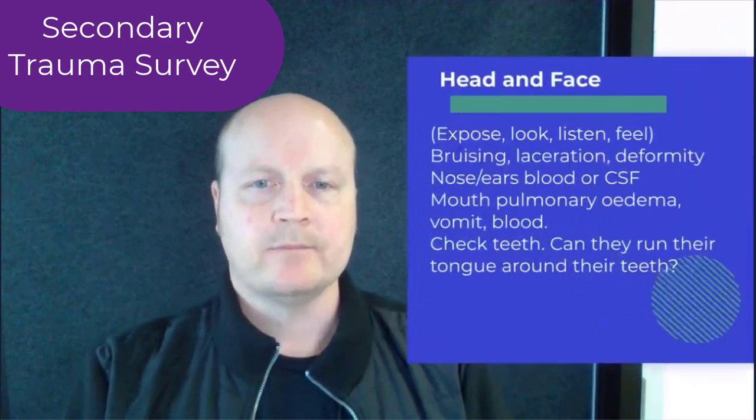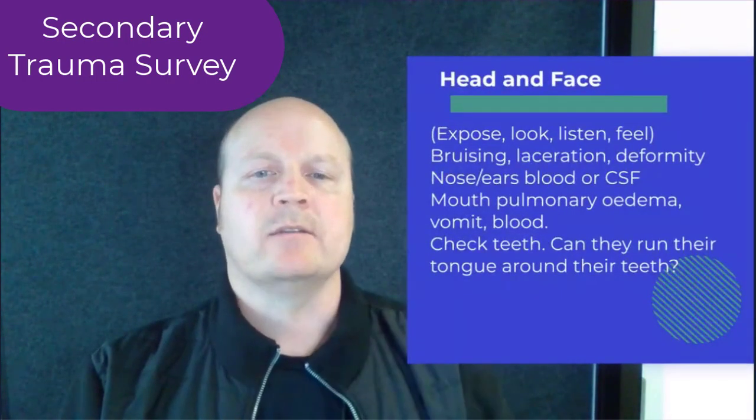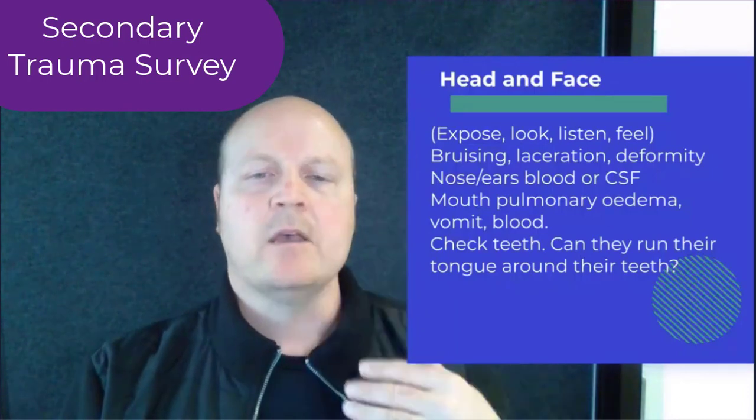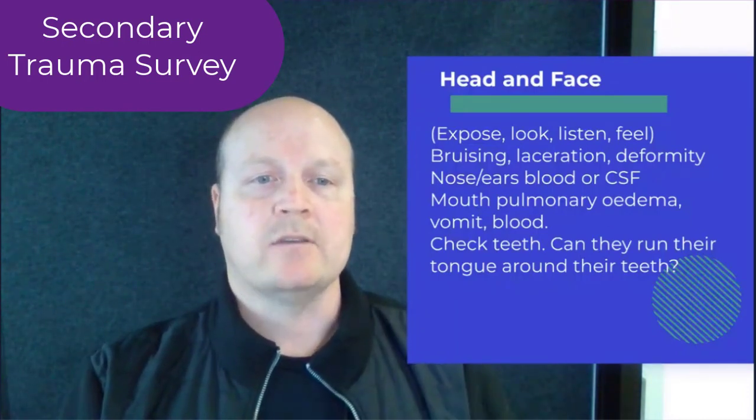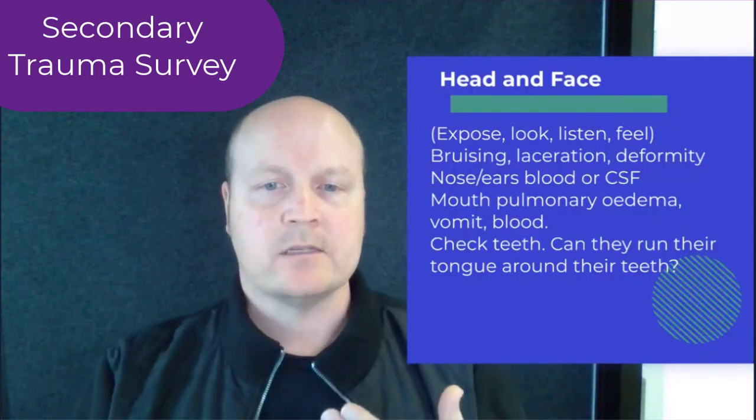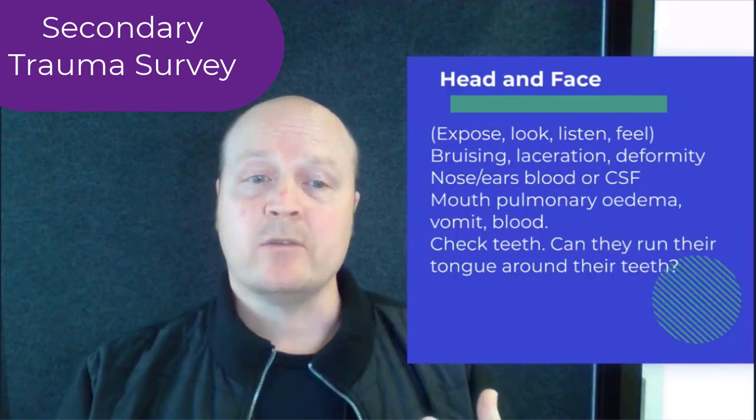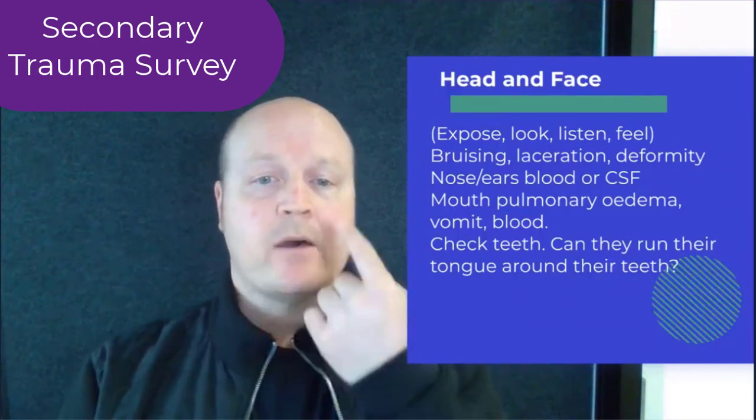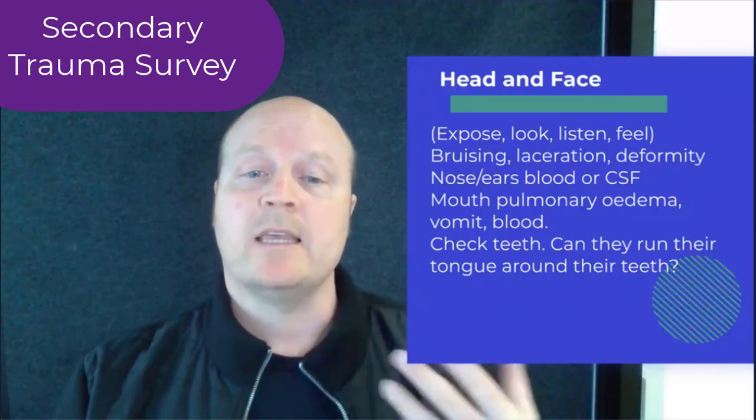Then let's work our way from the top to the bottom, so head. With all these bits, we want to think expose, look, listen, feel. So at the head and face, we're always going to be looking for bruising, lacerations, and deformity. And with the head and face, so the nose and the ears, do we see blood or cerebrospinal fluid coming out? Around the mouth, are there secretions? Is there pulmonary edema? Any vomit?